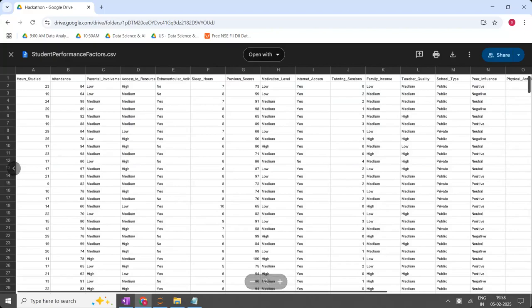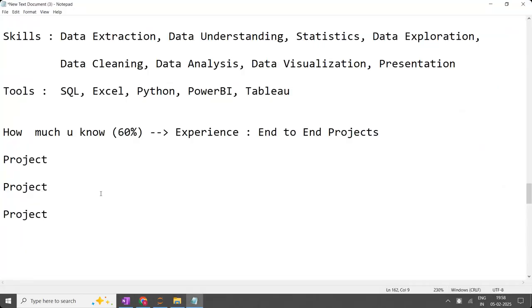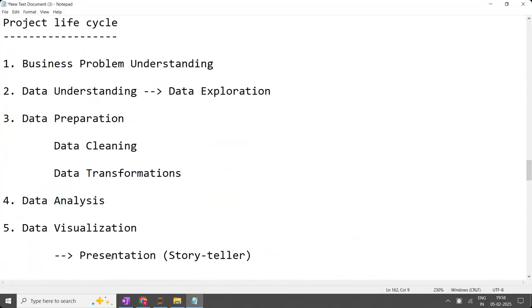And you have to do the complete end-to-end. That is this one. From here to here, you have to do. This is how it works in the company.